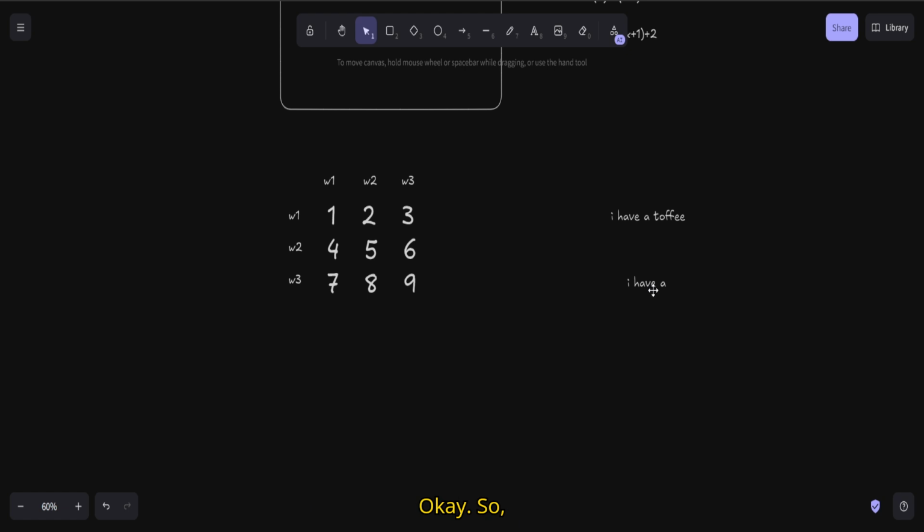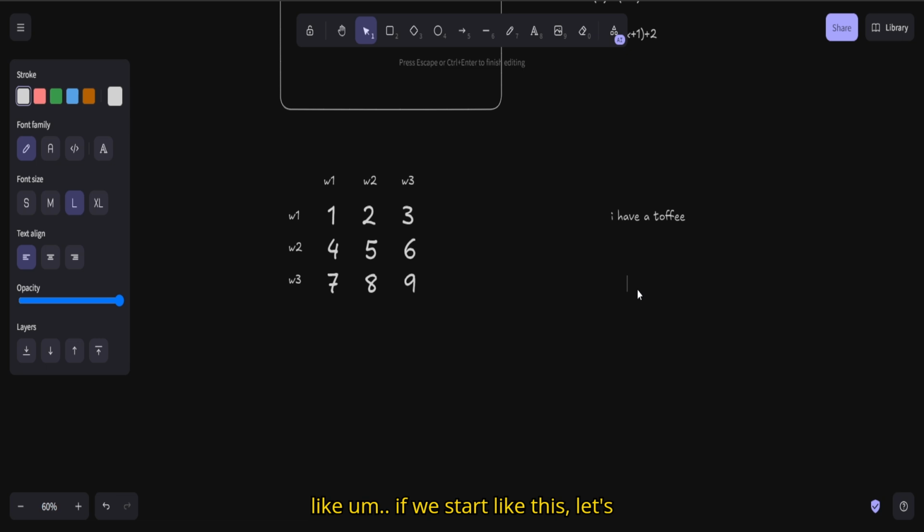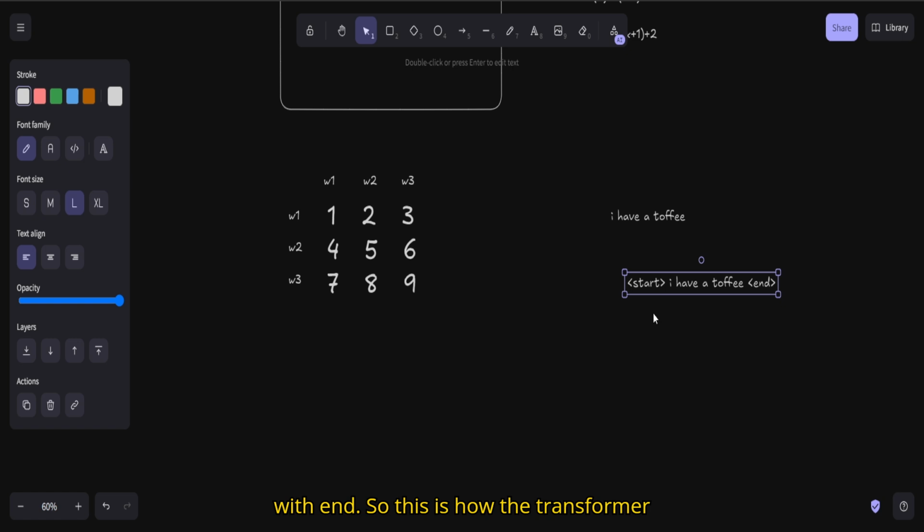So if we start like this, for the first token it will be start, right? When I give start, the transformer should give me I. When I give start and I, the transformer should give me have. When I give it start, I, have, it should give me a. I give it start, I have a, it should give me toffee. When I give it start, I have a toffee, it should end with end. So this is how the transformer should work.